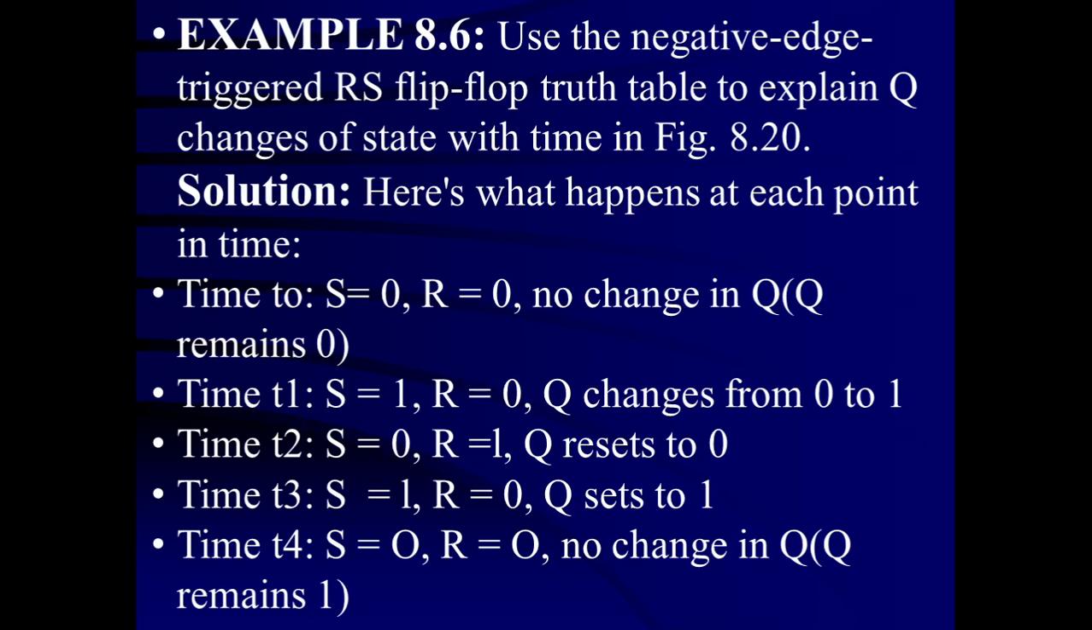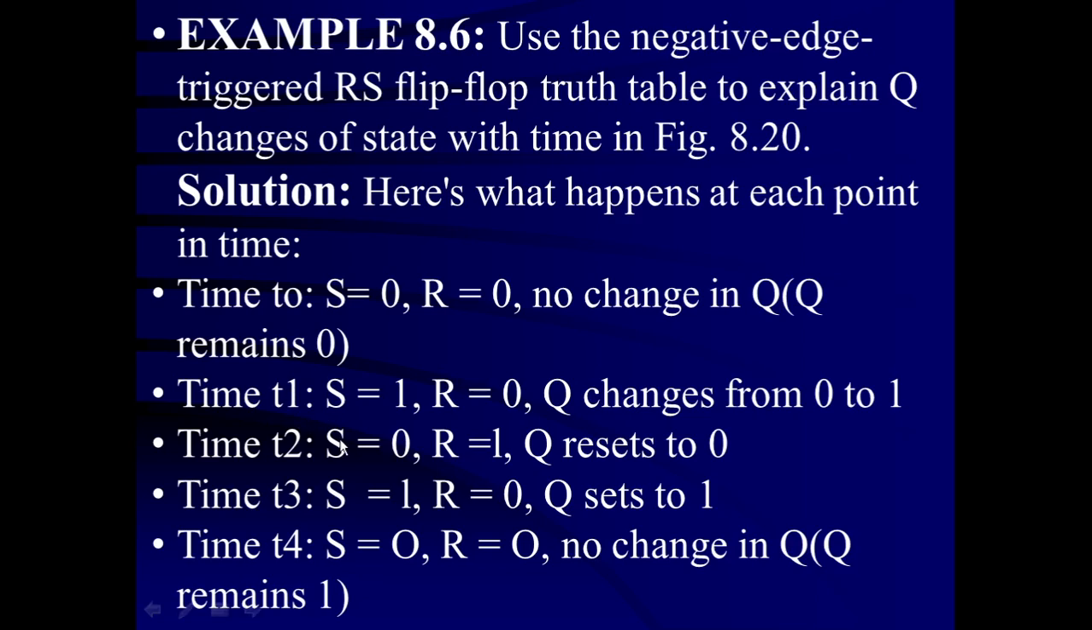Now, how will the negative edge triggered flip-flop be used for the same example of 8.5? Use the negative edge triggered RS flip-flop truth table to explain how Q changes state with time in figure 8.20. Here is what happens at each point in time. So that is shown here. At time t0, S is equal to 0, R is equal to 0. No change of state will be there. So on the negative transition of the clock pulse, nothing is going to happen. It remains reset. That means, as we have considered that initially Q was 0, it remains 0.